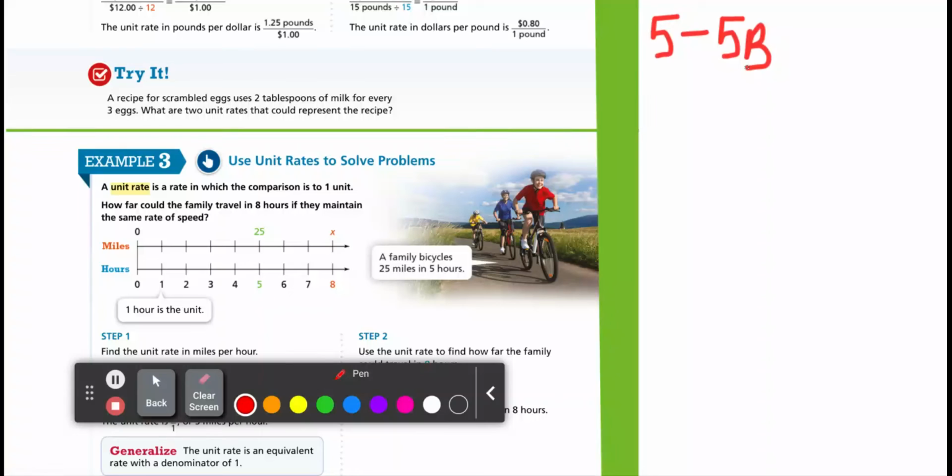This is lesson 5.5b. We're going to use the unit rate to solve problems. A unit rate is a rate in which the comparison is to one unit. So often when you hear us say unit rate, that means how much or how many for one.